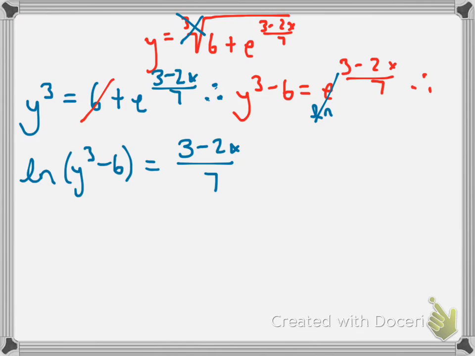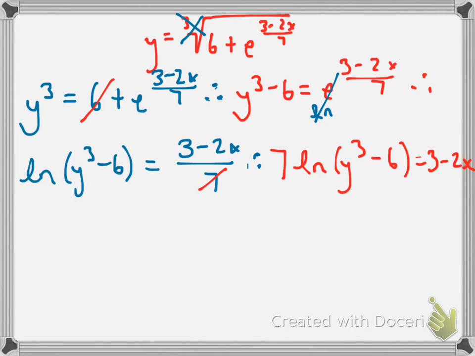So now I have a value on the bottom here which I need to get rid of. And if you remember from algebra, if you have a fraction, you need to multiply it across to the other side. So that is going to give us 7 natural log of y cubed minus 6. And again, this 7 should just cancel out, and that'll equal 3 minus 2x.